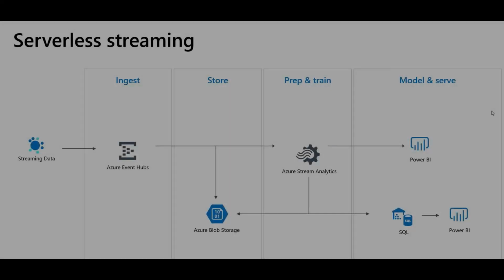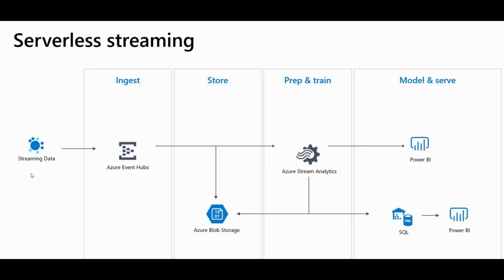Here's a high-level architecture of what we're going to cover in this video. We're going to use Azure Event Hubs to receive the streaming data. From there, it can go directly to Azure Blob Storage, File Storage, aka Data Lake. And I'll also show you from there, we'll set up an Azure Stream Analytics job.